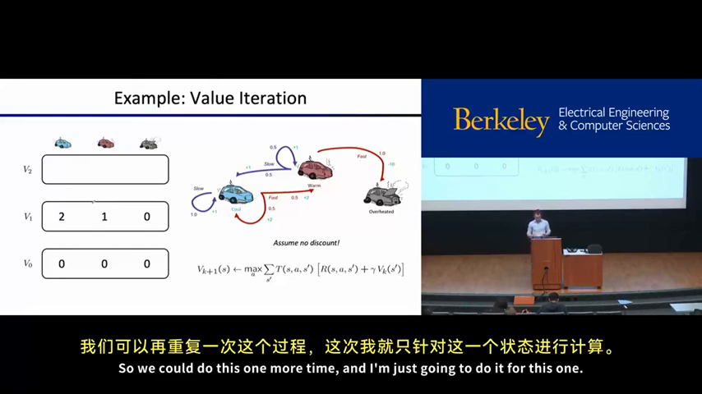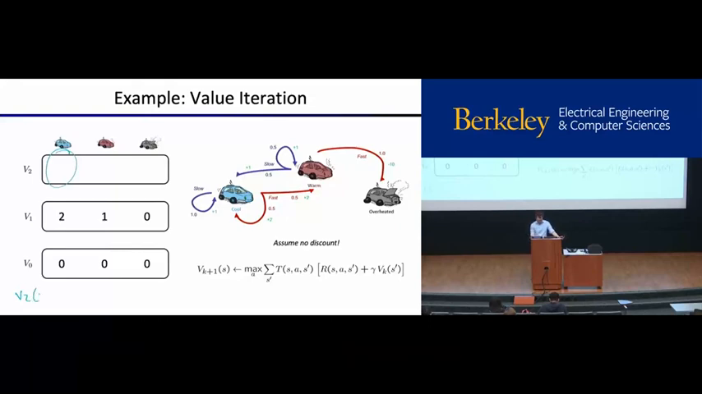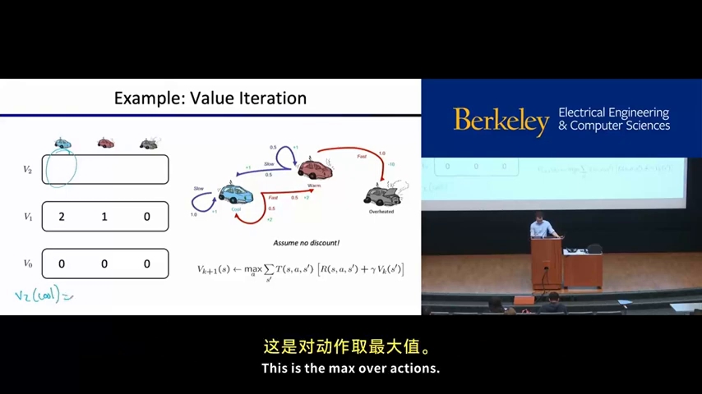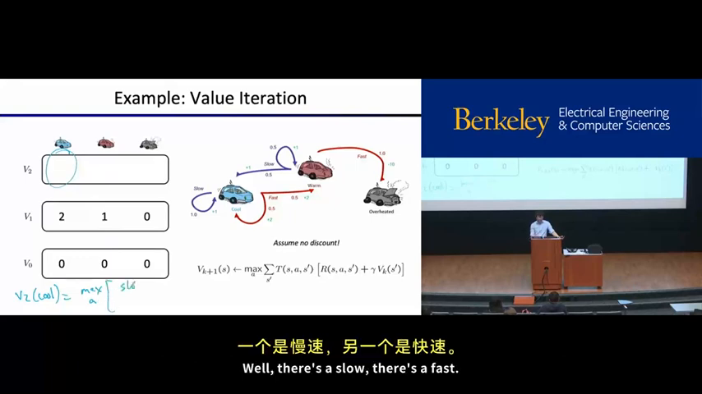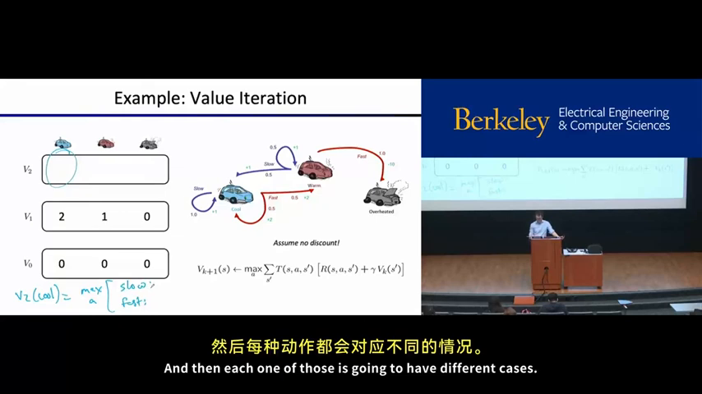So we could do this one more time, and I'm just going to do it for this one. Let's try and figure out V2 of the cool state. Right? This is the max over actions. What are the two actions? Well, there's a slow, there's a fast. And then each one of those is going to have different cases.